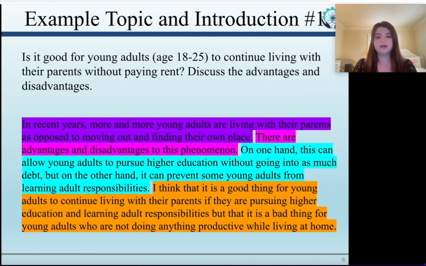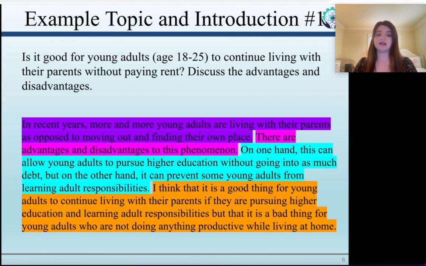So there we go. So in the introduction, what did we do? We paraphrased the question, then gave our opinion. Then we briefly talked about the two reasons, right? And so our reason one for our first paragraph is going to be the advantage, which is going to talk about how young adults can pursue higher education.